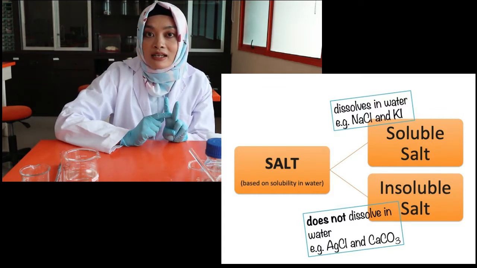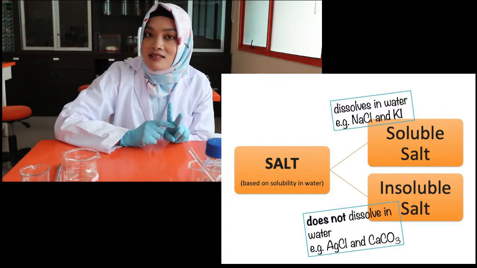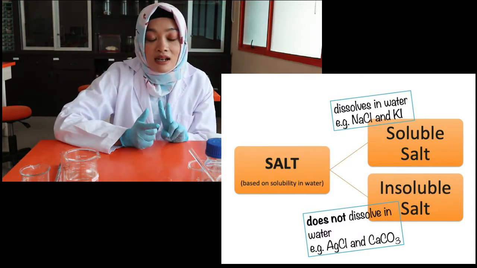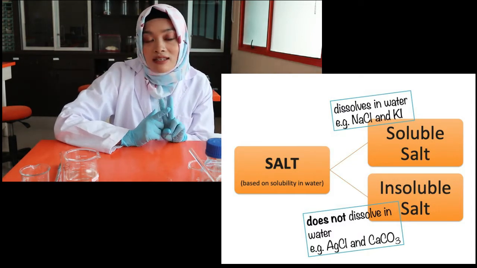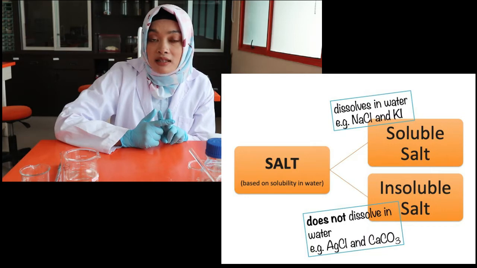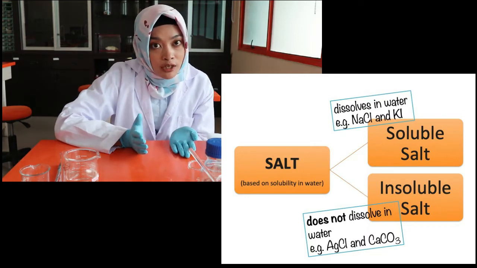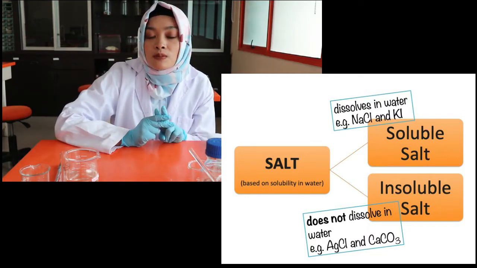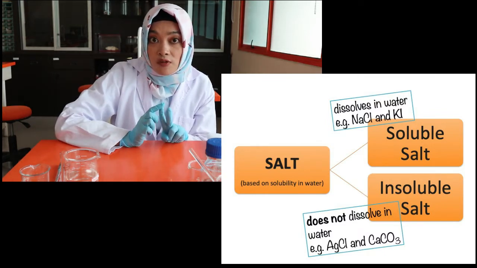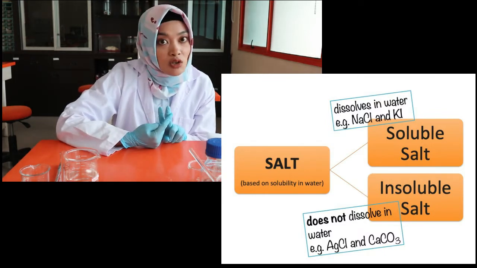The first one is the soluble salt, and as the name suggests, means that this salt can dissolve well in water. The second kind of salt is the insoluble one. Insoluble salt means that it has a very low solubility in water, but to make it simpler for your level, we are just going to assume that it doesn't dissolve well in water. Okay, so the one that dissolves well and the other one does not dissolve well.